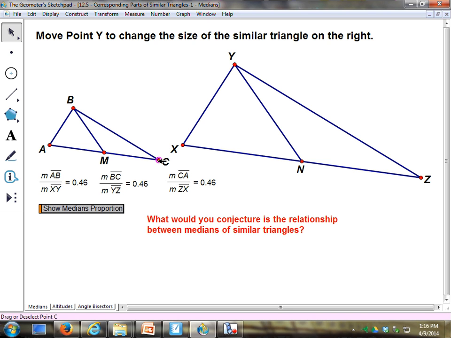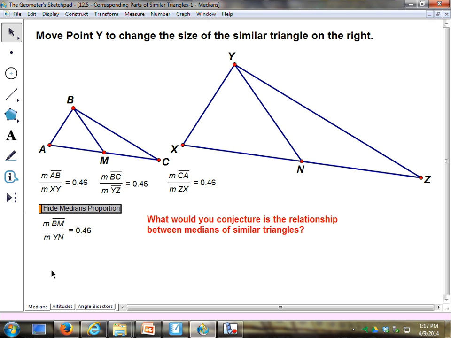But I want you guys to notice something else. Look at the actual ratio for the medians. Show medians. Look at the median. So what ratio are the medians in also? 0.46. So what can you tell me? If you have similar triangles and the sides are proportional, what also must be proportional too? The medians. Good.